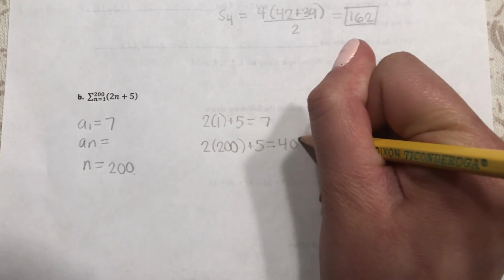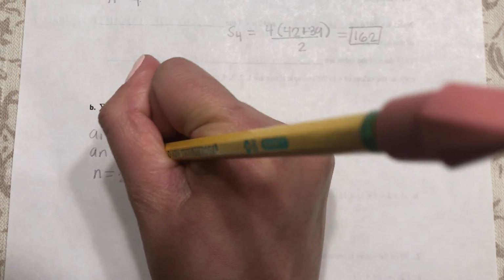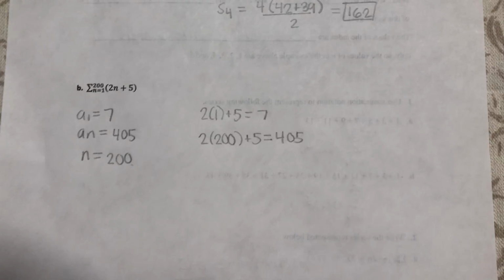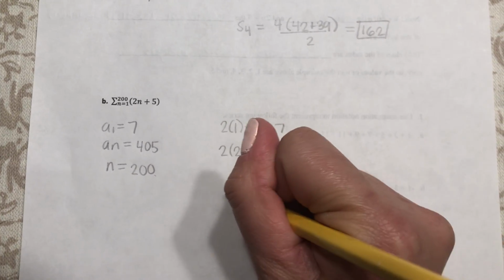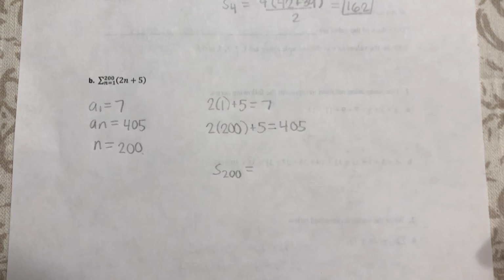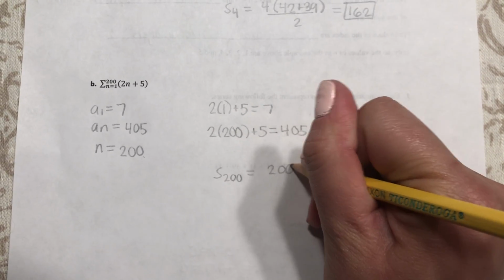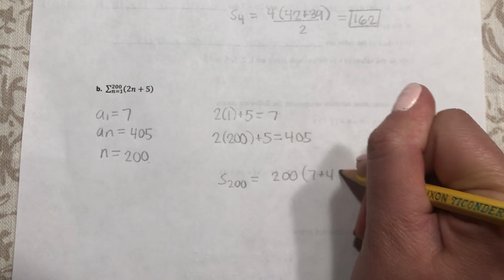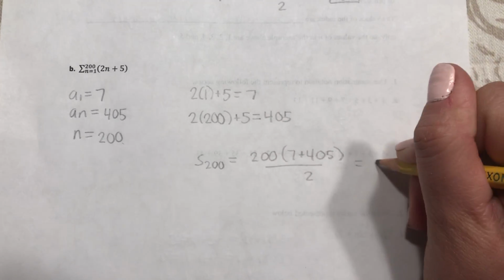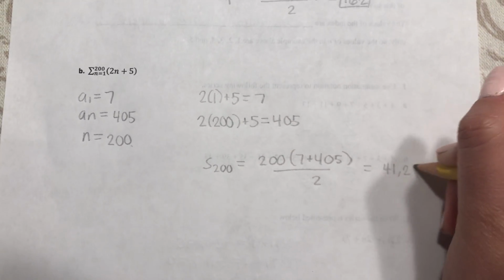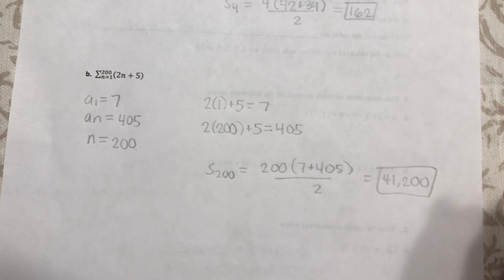That's 405. So again, I had the 2 pieces of information missing, but I got them by plugging in 1 and 200, and now I can plug into my series formula. S sub 200 is 200 times 7 plus 405 all over 2. Plug that into your calculator and you get 41,200. So that's basically it for summation notation.